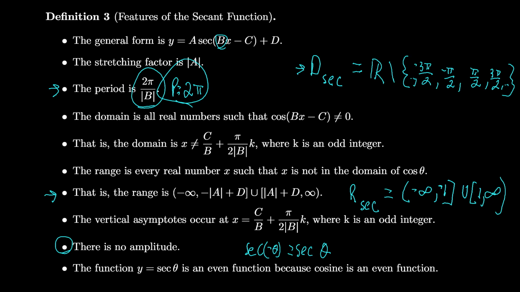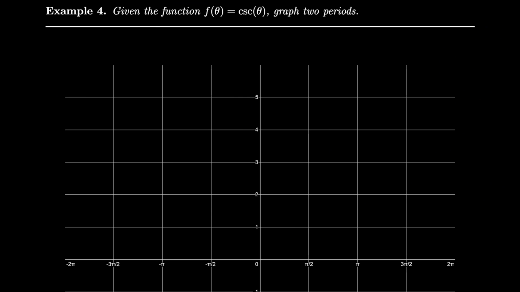Just be careful. Let's talk about cosecant, the last of these guys. We're going to do multiple periods, of course, but we want to graph two periods of the cosecant function. Let's get the graph in frame and do that. So we want to do cosecant now, so let's keep in mind what cosecant is. So f of theta equals cosecant theta.